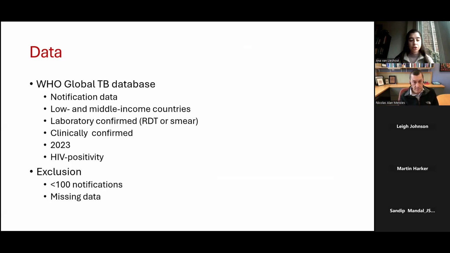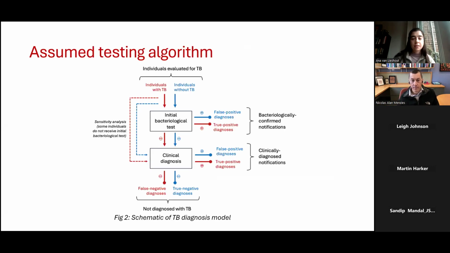We excluded any country that has less than 100 notifications or was missing data on one of these really important things, such as laboratory confirmed notifications and clinically confirmed notifications, because that was kind of the crux to this estimation. We still ended up with quite a lot of countries. And with that, we looked at the assumed testing algorithm.